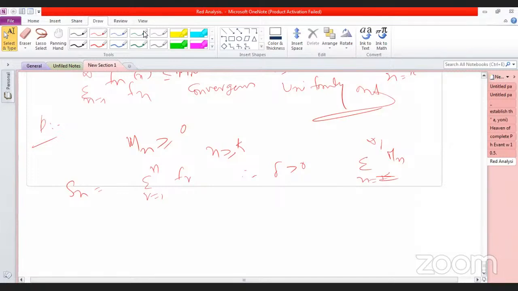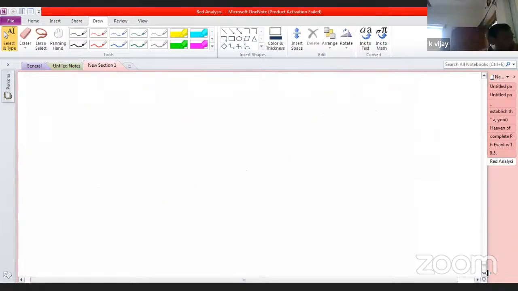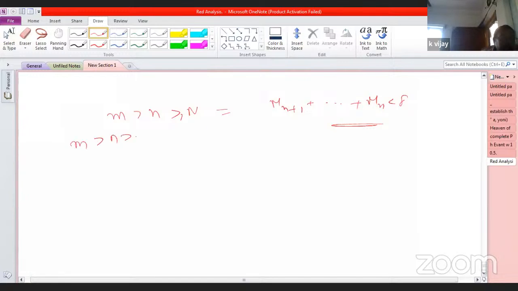Here the sequence is convergent. So, writing the convergence condition: for m greater than n greater than capital N, the sum from n plus 1 to m is less than delta. So we can think the hypothesis implies that m greater than n greater than capital N.